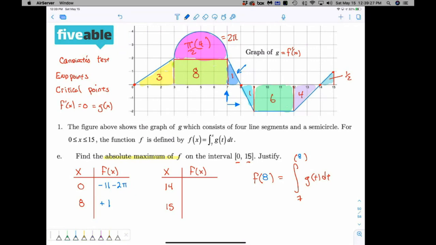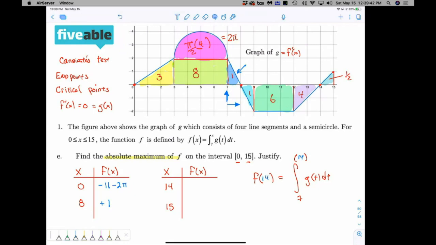So that's positive 1. So now I'm going to do the same thing, but I'm going to do it for 14. Well, this time when I substitute and plug 14 in, I'm going to get f of 14 is the integral from 7 to 14.